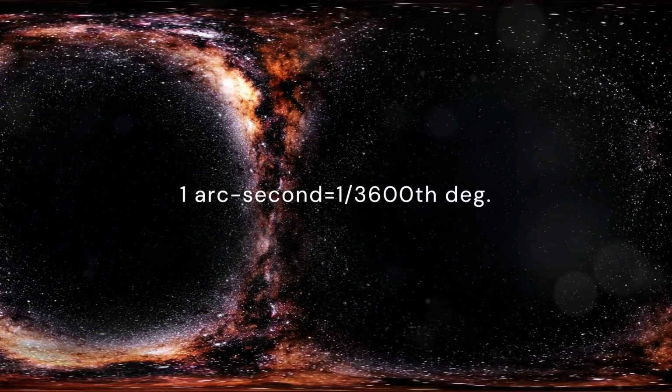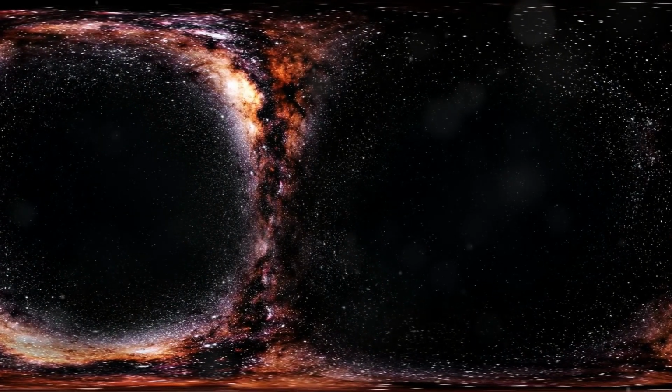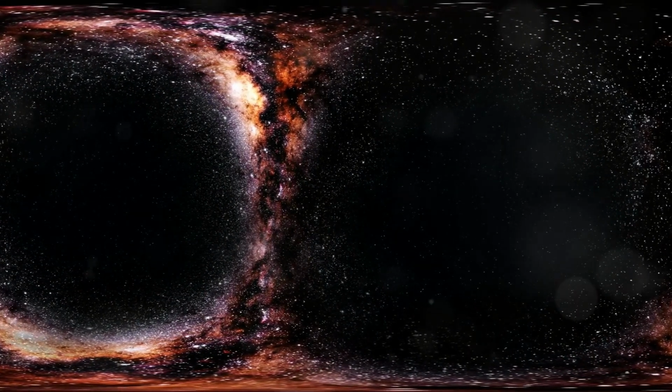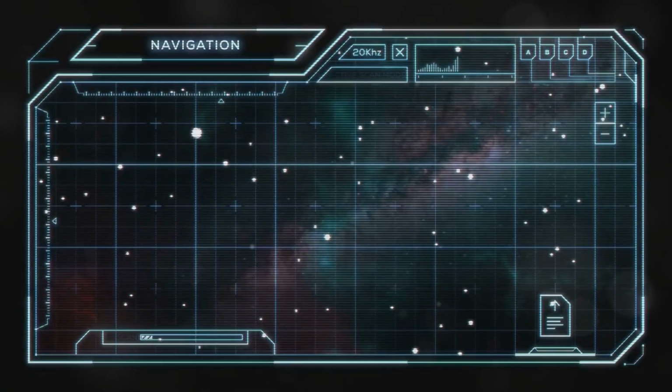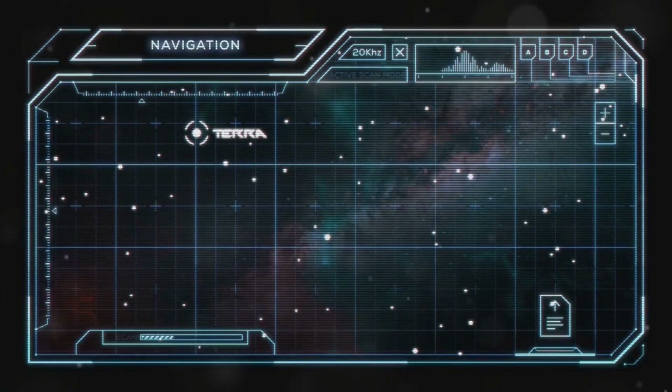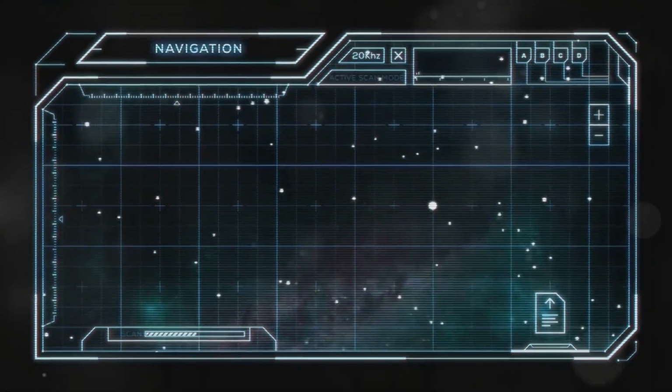Parsecs are particularly useful for measuring distances to stars within our own galaxy and to nearby galaxies. Astronomers use sophisticated telescopes and instruments to measure the tiny parallax angles of stars. From these measurements, they can calculate the distances to those stars in parsecs.